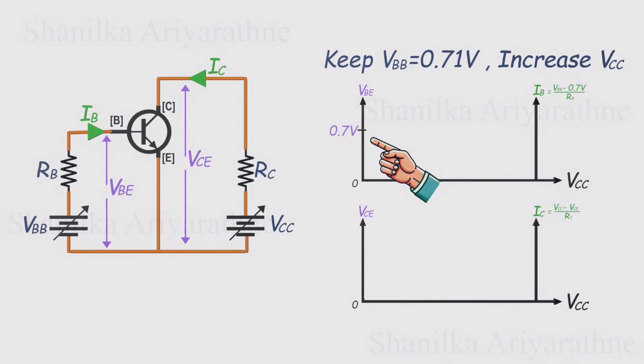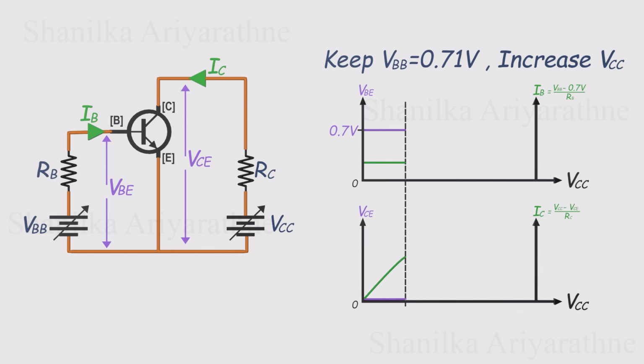That gives us a VBE of about 0.7 volts, which turns the transistor on and allows a small base current, IB, to flow. Since we know VBE is fixed at 0.7 volts and VBB is 0.71 volts, that leaves 0.01 volts across the base resistor. Using Ohm's law, we can calculate the value of IB from that. Now let's see what happens.